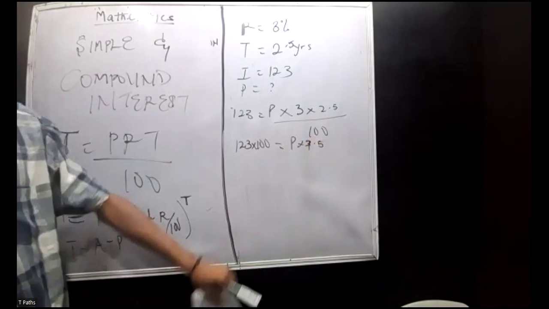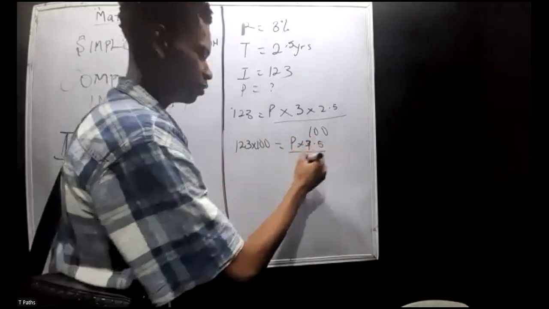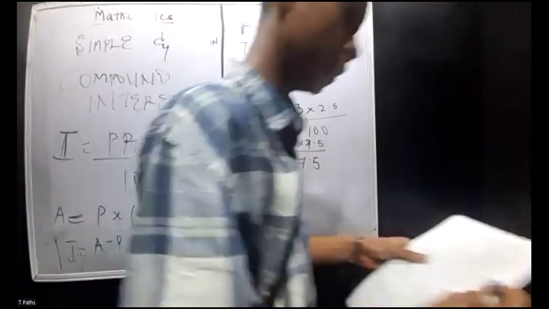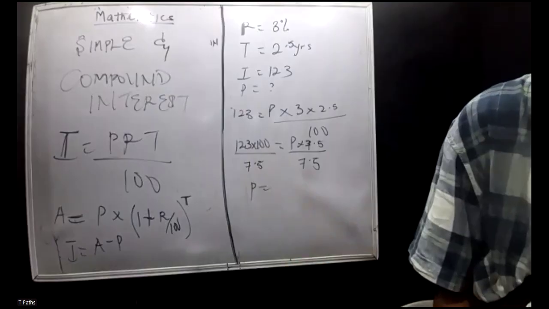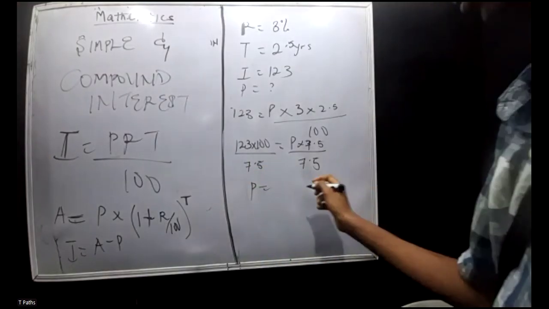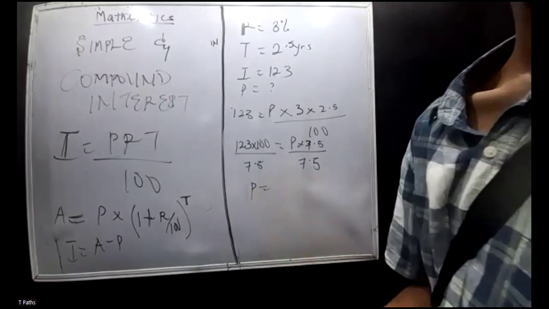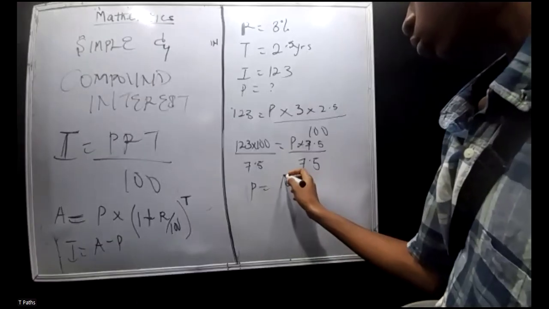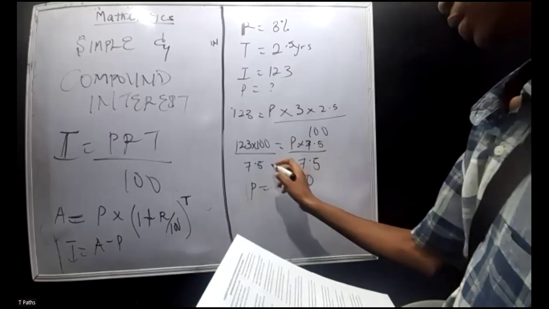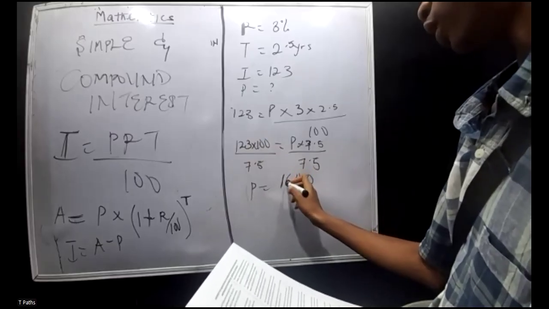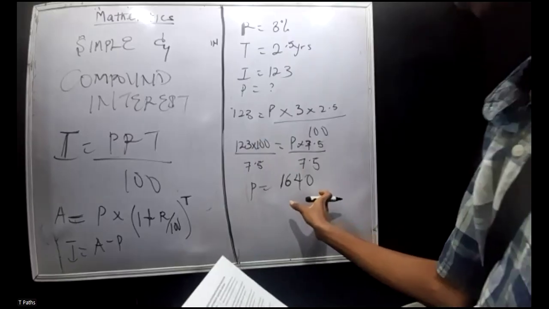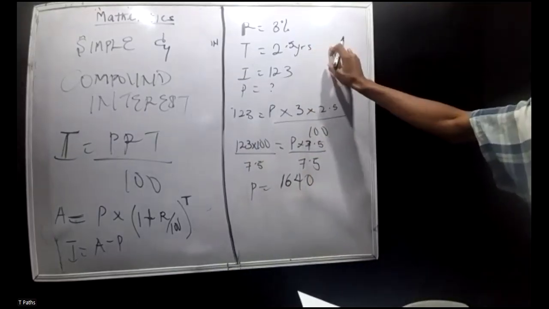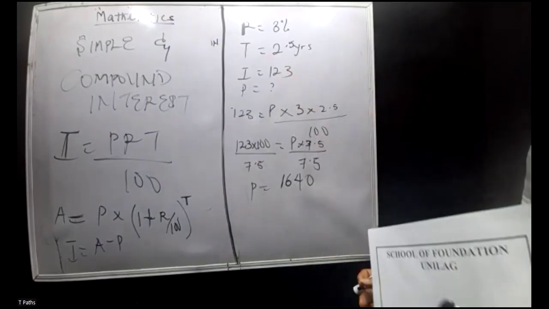Here I'm going to divide through by 7.5 to get the value of P. Whatever answer you get, you can do that on your end. Divide 12300 by 7.5. I think you should get 1640. So when you multiply this by 100 and divide by 7.5, you have 1640. Which means the principal at the start of the transaction, before the interest was applied, is 1640. After applying interest for 2.5 years, the interest is 123. So now let's just do the compound interest.